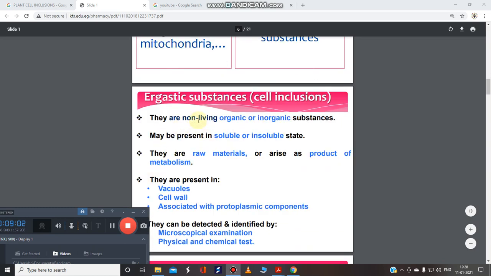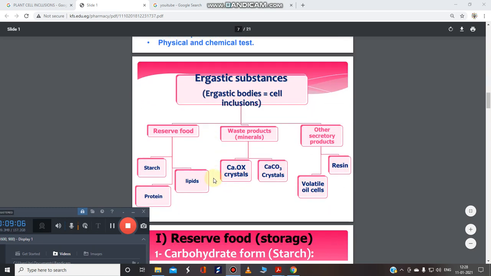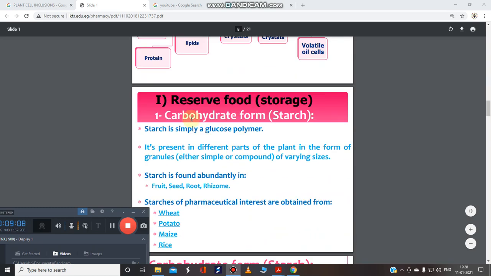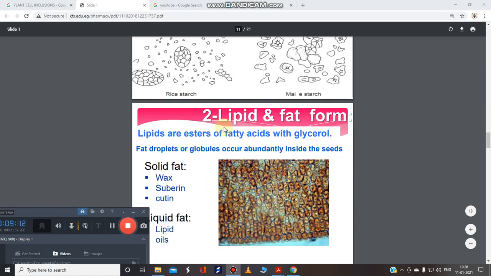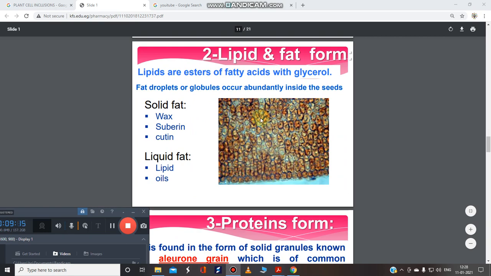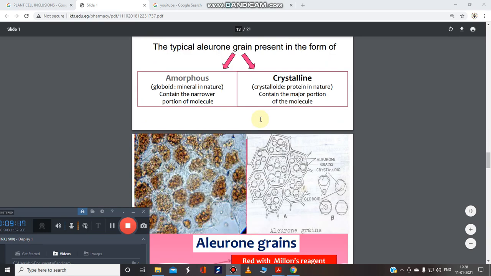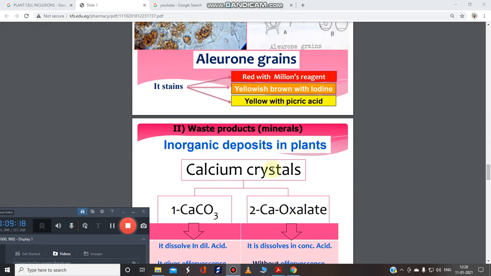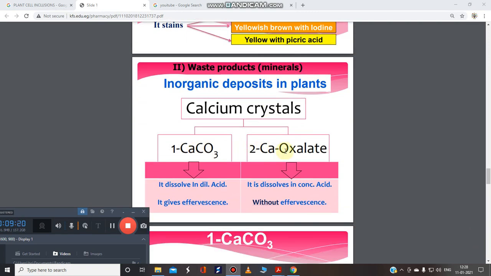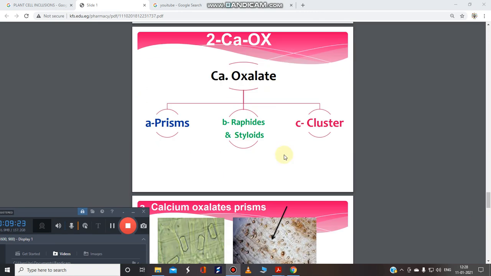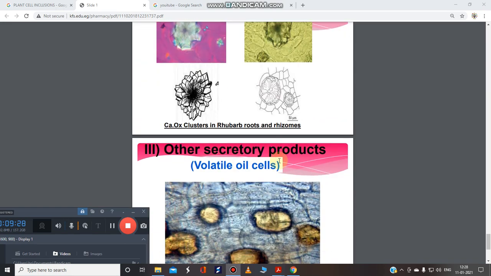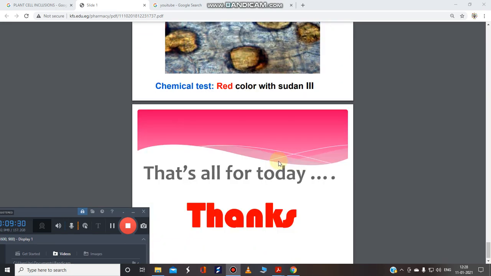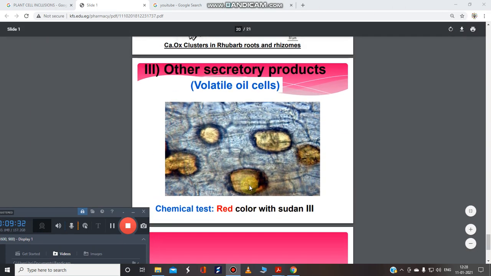So these non-living ergastic substances are reserve food, like carbohydrates in the form of starch, cellulose. They are also present in the form of lipids, and might be proteins, calcium crystals, calcium carbonate, calcium oxalate. So these are the various cell inclusions we have talked about. I hope this gives you a brief idea about the different types of cell inclusions which are present in the plant cell.